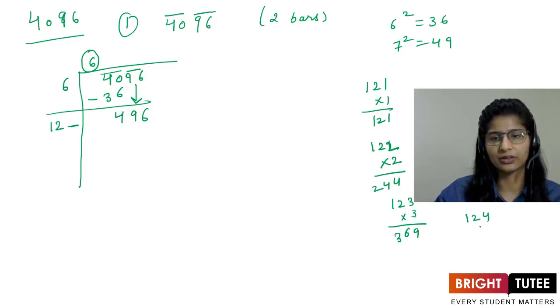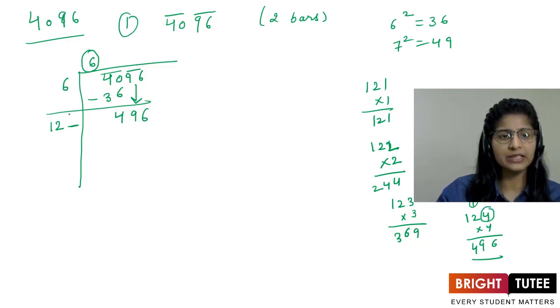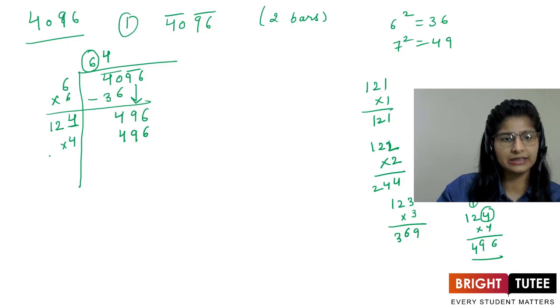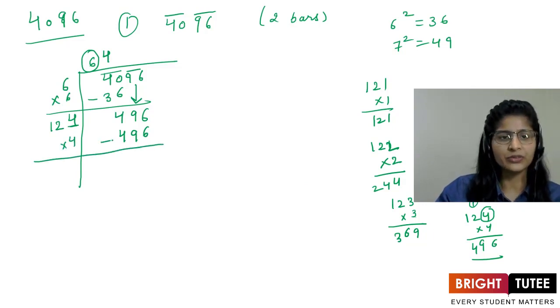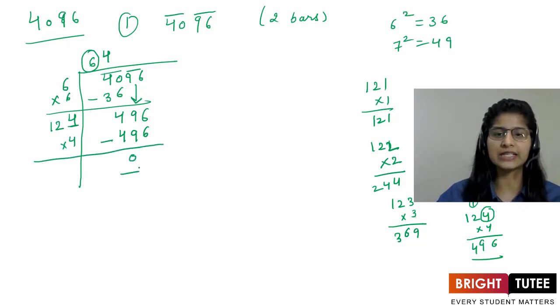Right, let's try with 4. 4 4s are 16. 1 is the carry. 4 2s are 8 and 1, 9. 4 1s are 4. So yes, we should place what? We should place 4 here, and we'll multiply this with 4 only. We get 496. You can also show them here like this. Clear? For your ease. Now subtracting it, we get 0 as the answer.